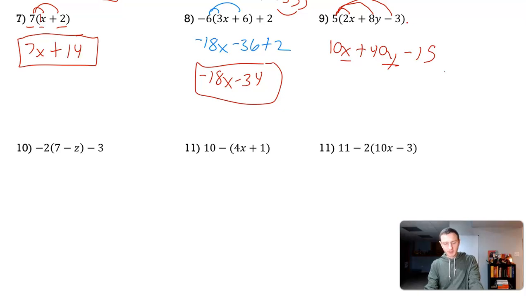Let's check out number 10. So I'm doing negative 2 times 7, negative 2 times negative z, and I am not distributing all the way to the negative 3, just distributing to the 7 minus z. So negative 2 times 7 is negative 14. Negative 2 times negative z is going to be, negative times a negative is a positive, 2z minus 3.